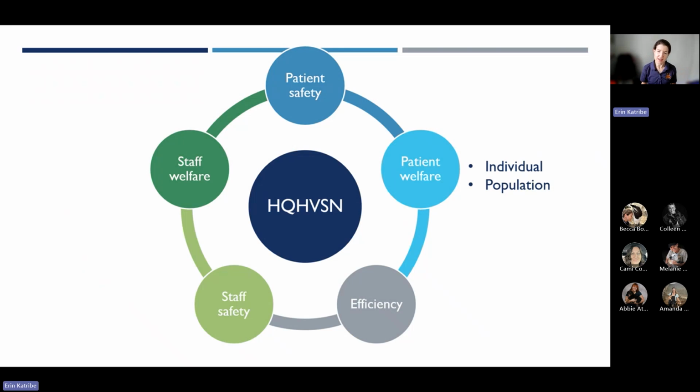So this is a graphic that I like to show when I think about high quality, high volume spay neuter, because I think of HQ HVSN at the intersection of all of these pieces. So it is safe for patients. We can provide very good patient welfare for both the individual and the population. When we think about sterilizing all of the animals in the shelter as they go out for adoption, when we think about providing surgery for community animals, we can do this efficiently. We can do it in a manner that's safe for staff and also provides positive staff welfare.